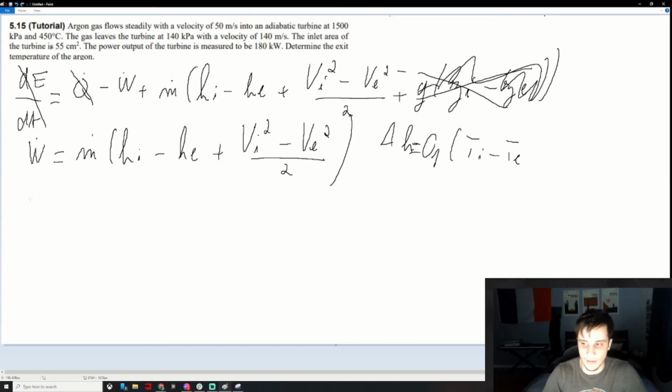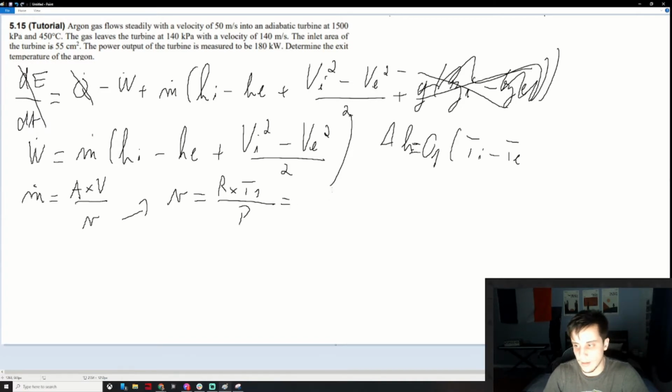Since we have an ideal gas, we're not given the mass flow rate, but we're given the inlet area when it enters. We're given the velocity when it enters, and we don't have the specific volume, but we can find it. So just a quick reminder, m dot is going to be equal to area times velocity divided by specific volume. Area we have, velocity we have, specific volume we don't have, but with an ideal gas we can use the ideal gas equation. Specific volume is equal to the gas constant times the temperature at the inlet divided by the pressure at the inlet, which is also given to us.